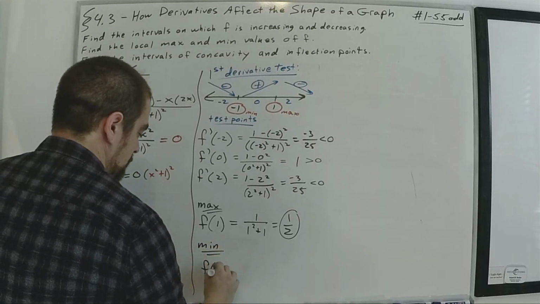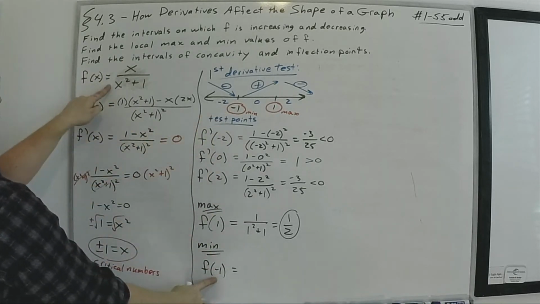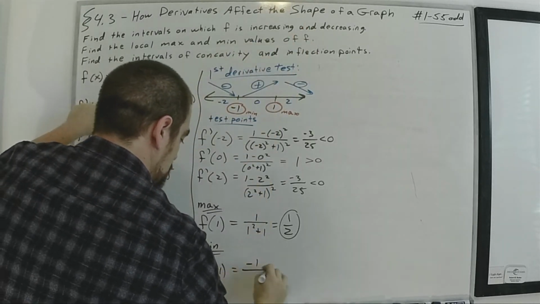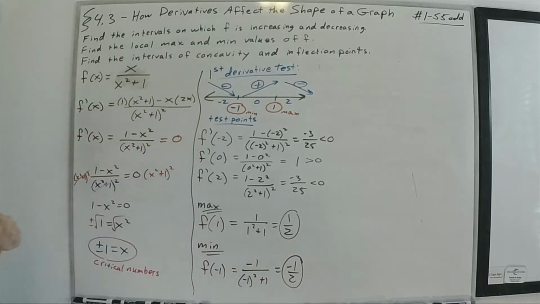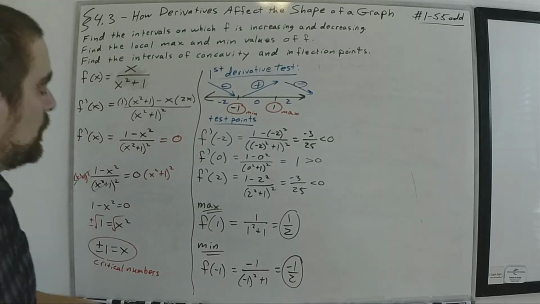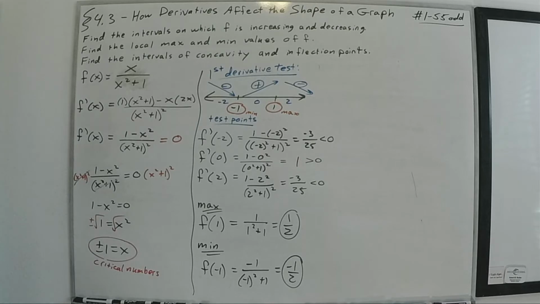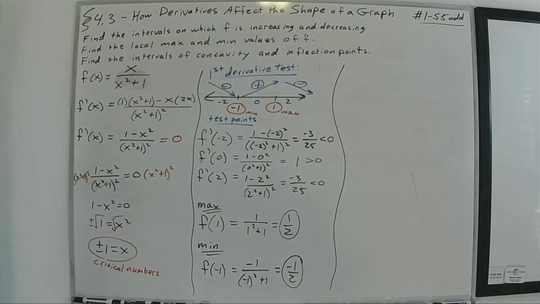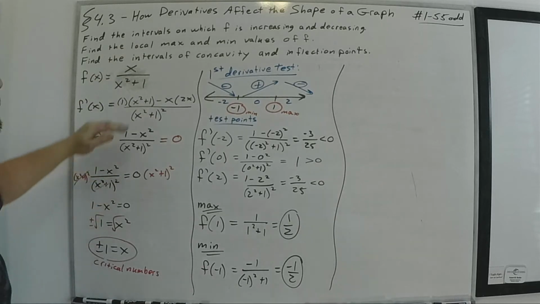My minimum. Again, I showed that it happens at -1, so I plug -1 back into my original function to get the minimum value of f. Don't care about f prime anymore. So now I have this nice maximum, and I have this nice minimum value that I found. So we've got the first question answered, we've got the second question answered.